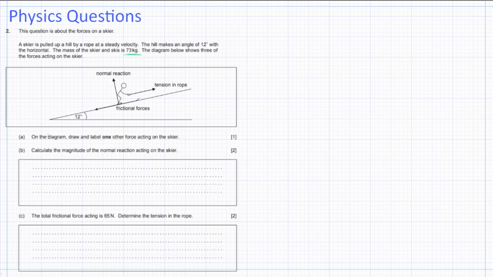Right? So letter A, on the diagram, draw and label one other force acting on the skier. So, well, it's quite obvious, isn't it? If you don't see it, come on, it's gravity, right? Force of gravity, that's weight. So we're missing this force, which would be downwards because of both the weight of this person, this skier, and his skis. So that would be it.